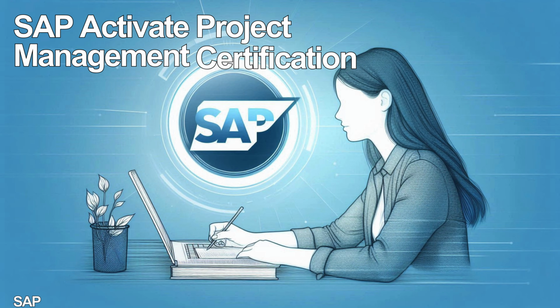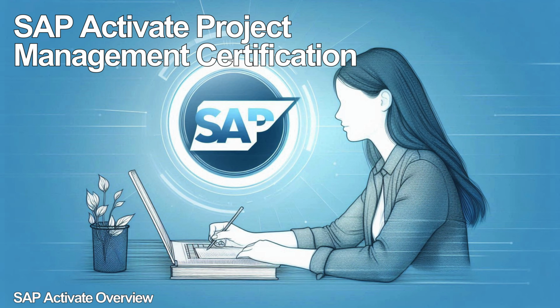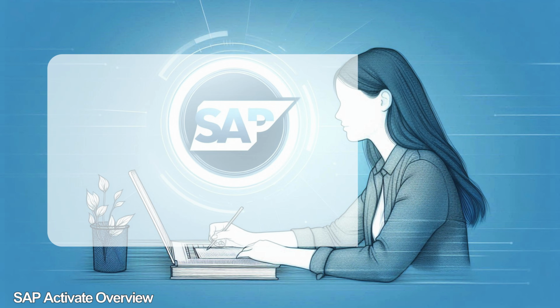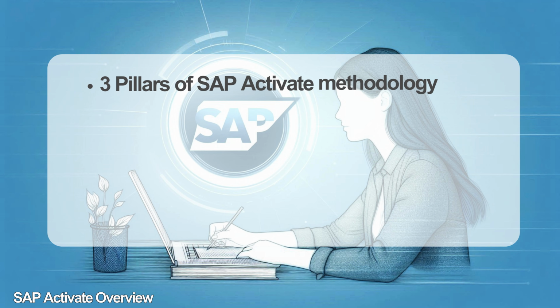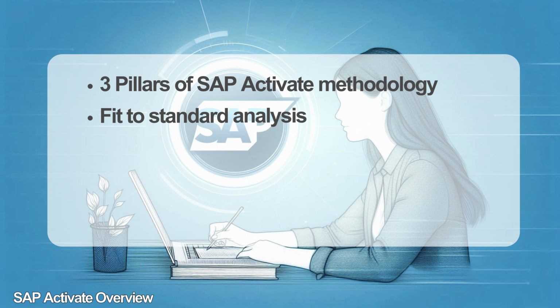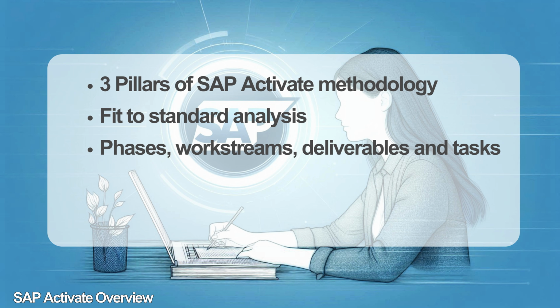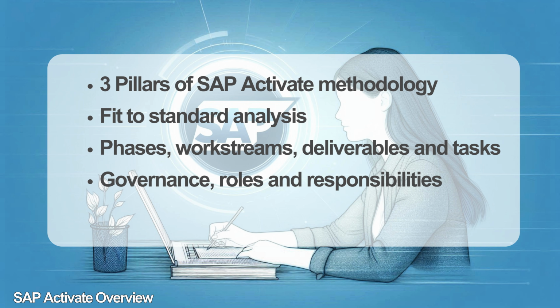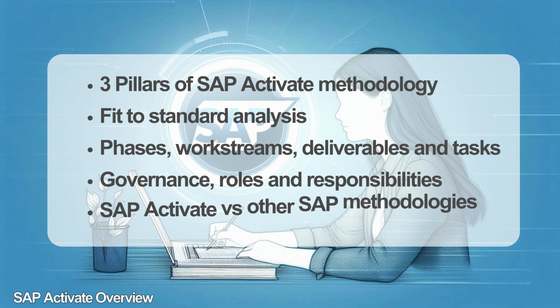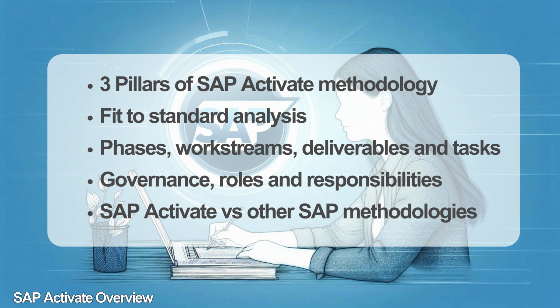In this video, the first of the series, I will provide you a high-level view of the SAP Activate methodology starting with the 3 pillars which it's based on. I will also give you a glimpse of the fit to standard analysis, which will form the basis of the product backlog. In addition, I would talk about the phases, workstreams, deliverables, and tasks of the SAP Activate methodology, as well as touch on the governance, roles, and responsibilities of the team members, as well as the differences between SAP Activate and the other SAP methodologies.